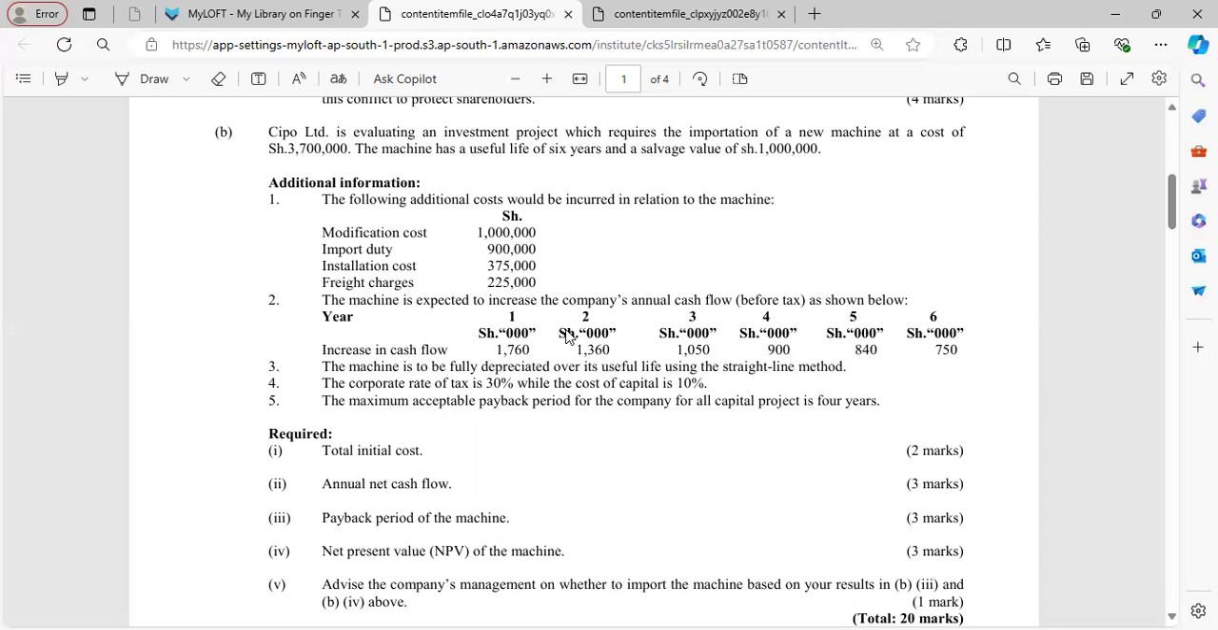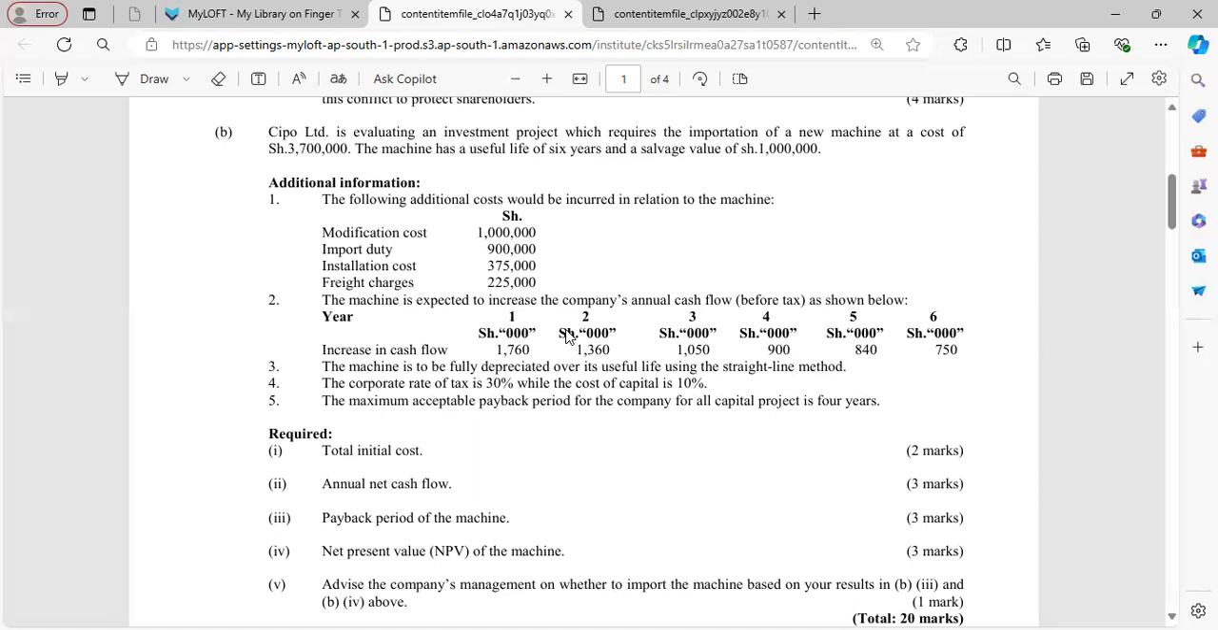Note 2, the machine is expected to increase the company's annual cash flow before tax as shown below. Year 1, 1.76 million. Year 2, 1.36 million. Year 3, 1.05 million. Year 4, 900,000. Year 5, 840,000. Year 6, 750,000. Note 3, the machine is to be fully depreciated over its useful life using the straight line method. Note 4, the corporate rate of tax is 30%, while the cost of capital is 10%. Note 5, the maximum acceptable payback period for the company for all capital projects is 4 years.